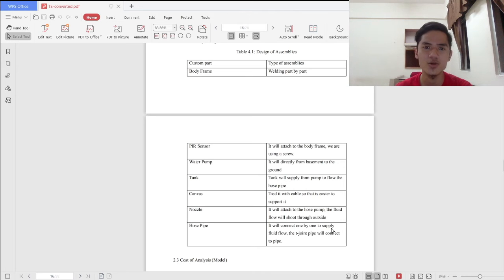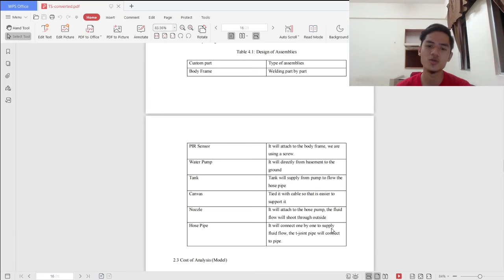For the design of assembly, we have a custom part and the type of assembly. For the first, the body frame is welded part by part, and then the PIR sensor will attach to the body frame. We are using a screw, and then we look at the water pump. The type of assembly is that it goes directly from the basement to the ground, and then we look at the tank, and the tank we supply from the pump to flow through the hose pipe. Also for the canvas, we tied it with a cable so it is easier to support it.